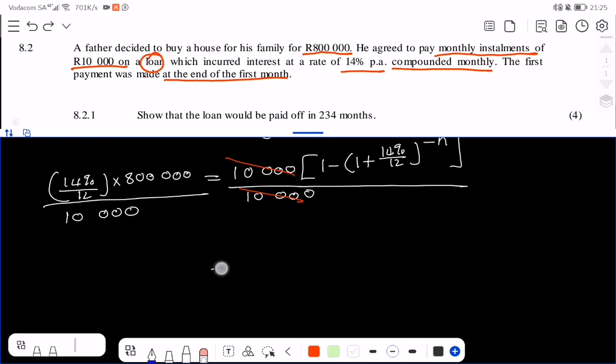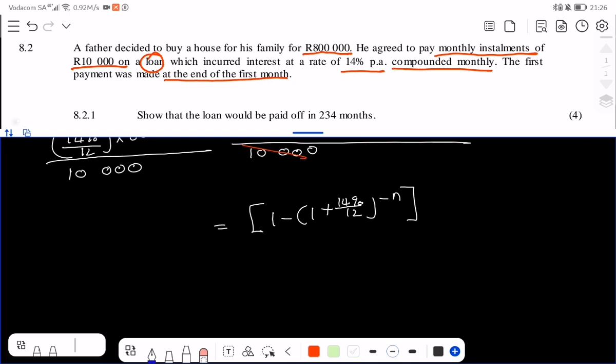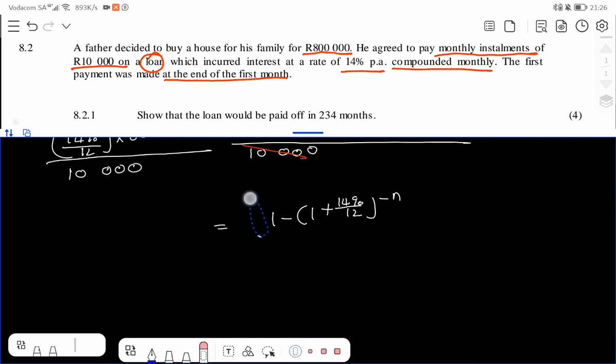It's going to be square bracket 1 minus (1 plus 14% divided by 12) to the power of negative n. Okay, let me remove this square bracket. Let me remove these square brackets now. Okay, it's the same as this. I'm left with this.